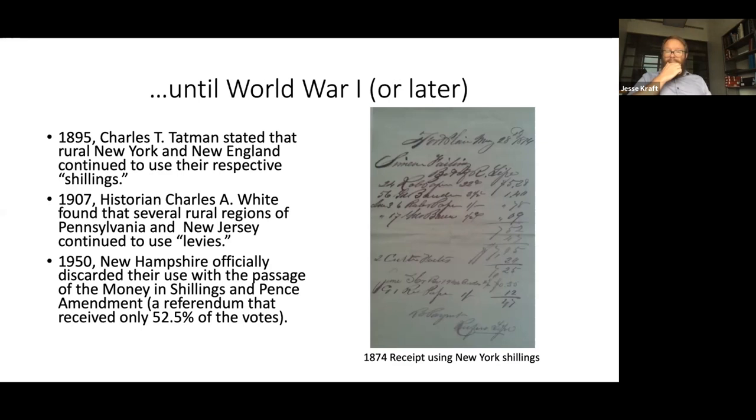This receipt to the right is the latest example that I personally have found of using New York shillings, and it's from 1874 when they're selling reams of paper for 1 shilling each.